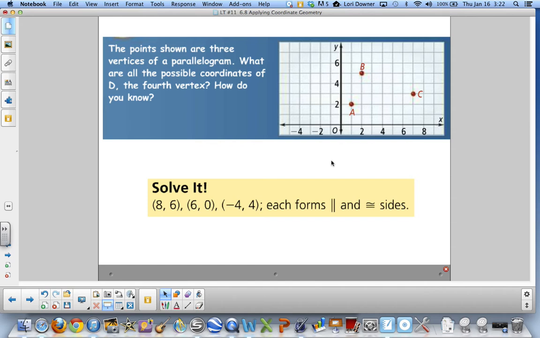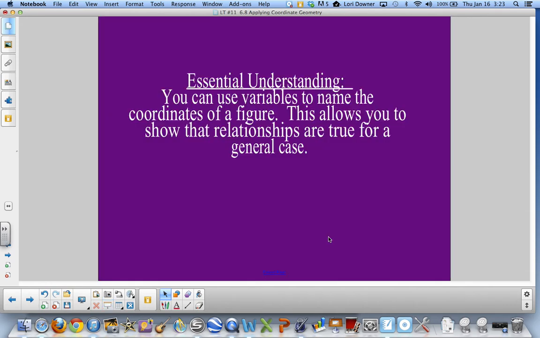So the fact of the matter is, as far as location goes for different points, it could vary depending on the 3 that you're given. Because of that, we're going to use variables for points in the next few slides. Our essential understanding here is that we can use variables to name the coordinates of a figure. This allows you to show that relationships are true for a general case.